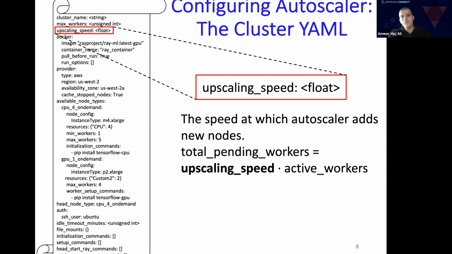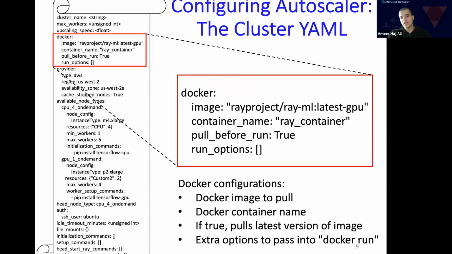Then we have the Docker configurations, where you specify the image, the container name, whether you want to pull the latest version, and whether you have some extra options that you want to provide. You can also provide a custom Docker image for the workers or the head node separately, but I have not shown it on this particular slide.